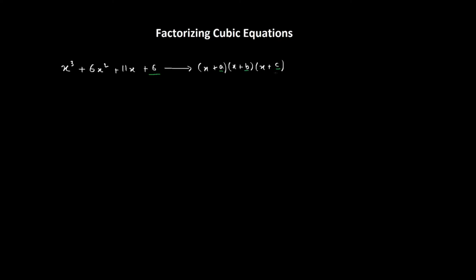Now think of three numbers that when multiplied can give you 6. So what are the factors of 6? The factors of 6 are plus minus 1, plus minus 2, plus minus 3, and plus minus 6. Why am I writing plus minus? Because you can have minus 1 into minus 6, that gives you 6. You can have plus 1 into 6, that also gives you 6, right? So we're looking at both the negative and the positive factors.